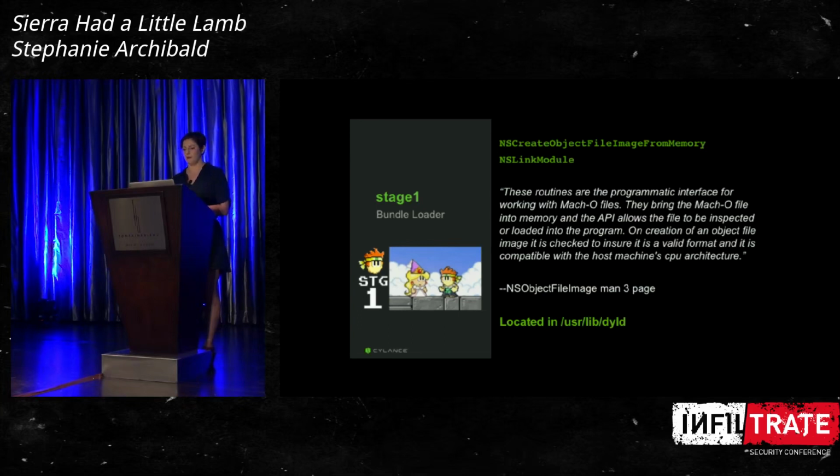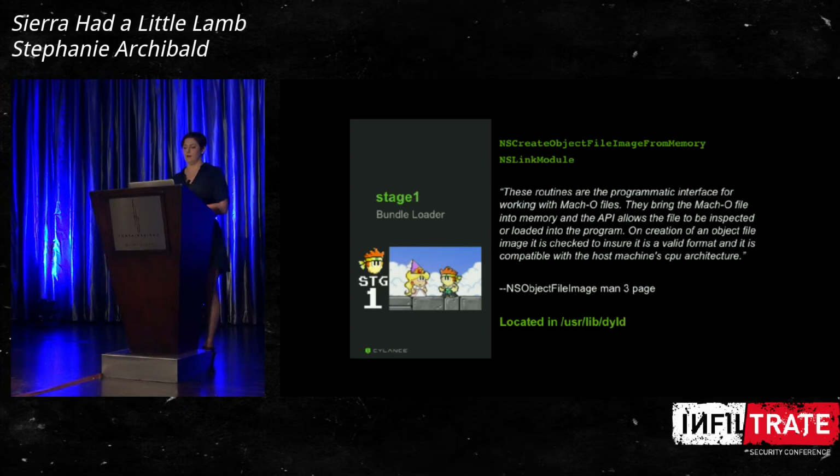They bring the Mach-O files into memory, and the API allows the file to be inspected or loaded into the program. On creation of an object file image, it is checked to ensure that it's valid and it is compatible with the host machine CPU architecture. What they don't say is that the only file type that it'll allow you to load is an MH_BUNDLE type, which we'll talk about a little bit later, how to get around that.